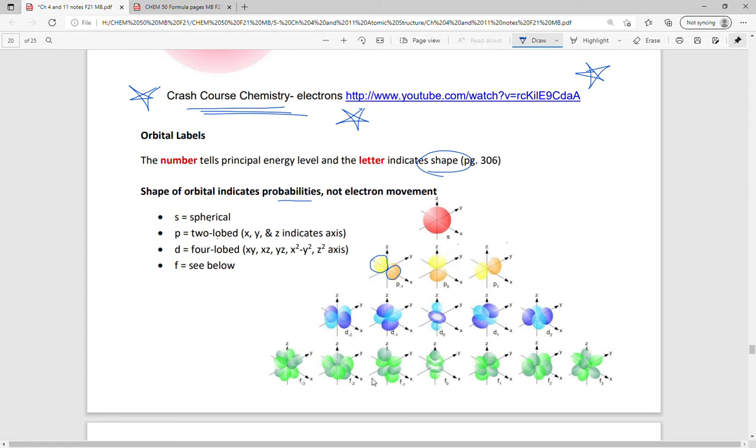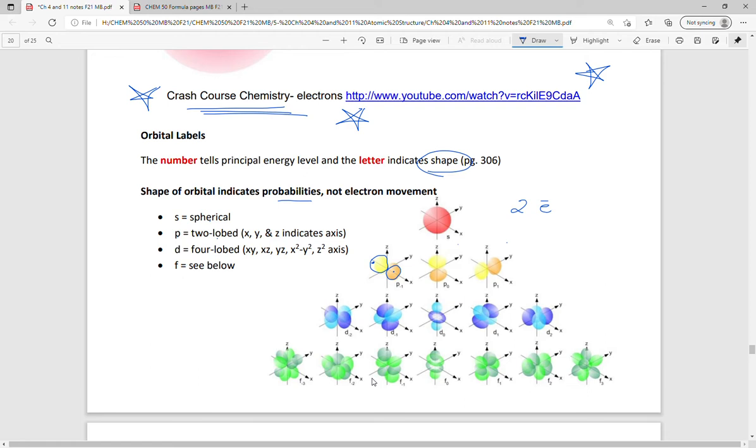Each orbital can hold two electrons, and these two electrons are going to have opposite spins. That's coming up in the notes. So each one's going to hold two. The spherical can hold two. You could have an electron here, an electron here in these dumbbell shapes. Each one's going to hold two electrons.